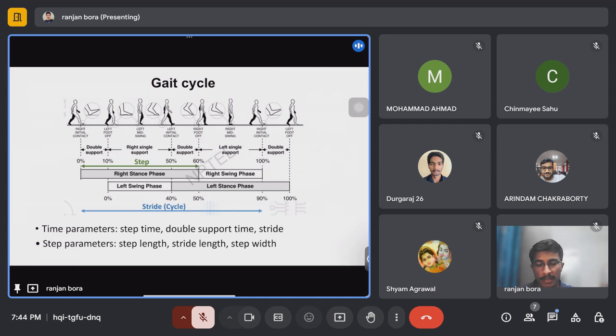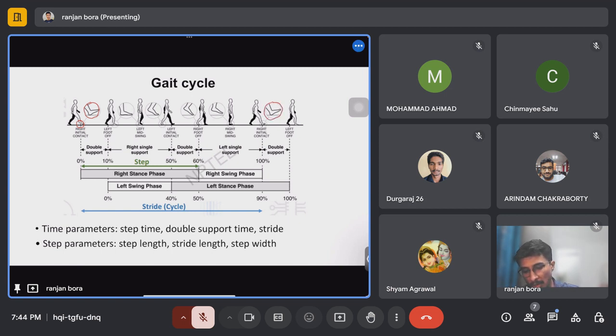The gait cycle is the progressive movement of the center of gravity because of the alternate movements of our feet. Like you can see at this point, this is the starting point of gait. If we consider our reference foot as the right foot, when the heel strikes the ground, at this point the gait cycle starts, and from this position to this position, this is a complete gait cycle.